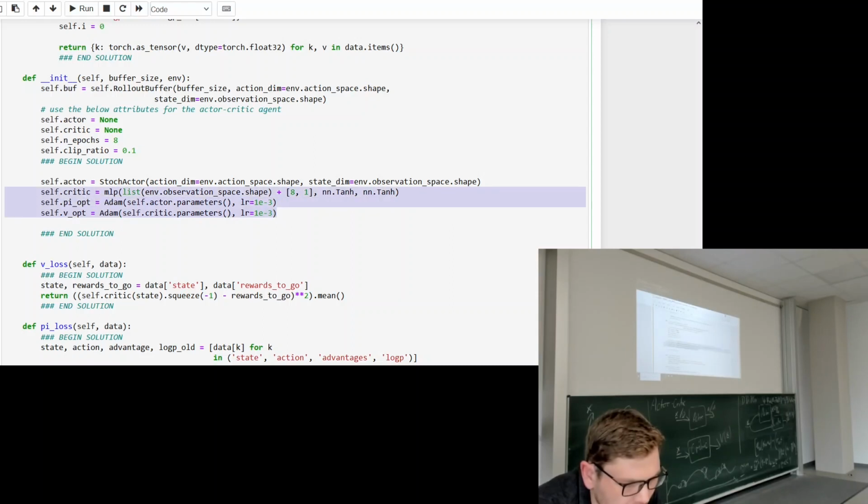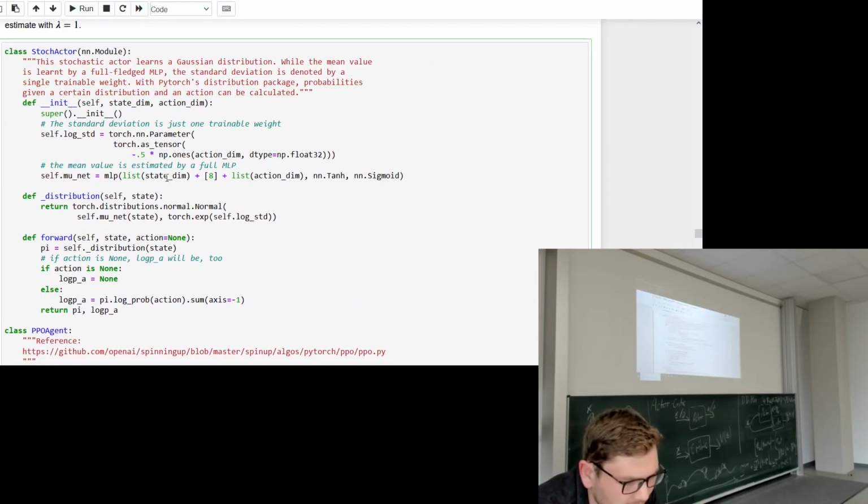So here are some things that we have already seen today. We have a multi-layer perceptron for the critic. We have a stochastic actor for the actor, obviously. Where was that defined? Oh, I just jumped over that. This maybe we want to take a minute to look at.